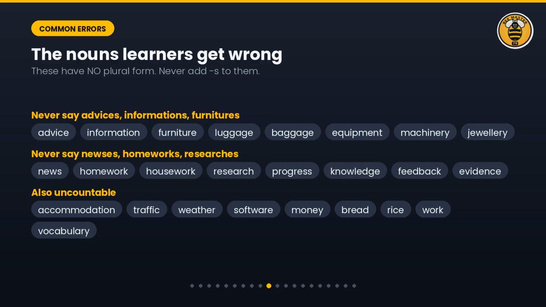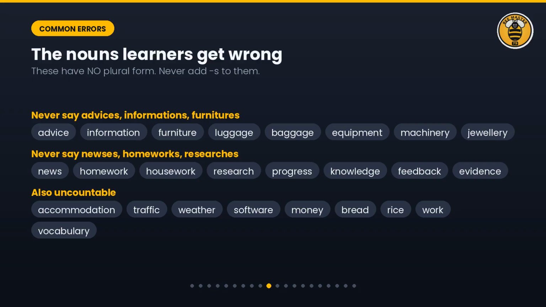Now the list that matters most, because these are the nouns that learners get wrong again and again. Every noun on this slide is uncountable. None of them has a plural form, so never add an S. Advice, information, furniture, luggage, baggage, equipment, machinery, jewelry. Then news, homework, housework, research, progress, knowledge, feedback, evidence. And also accommodation, traffic, weather, software, money, bread, rice, work, and vocabulary.